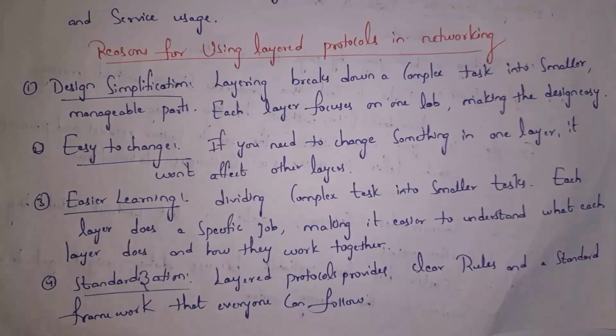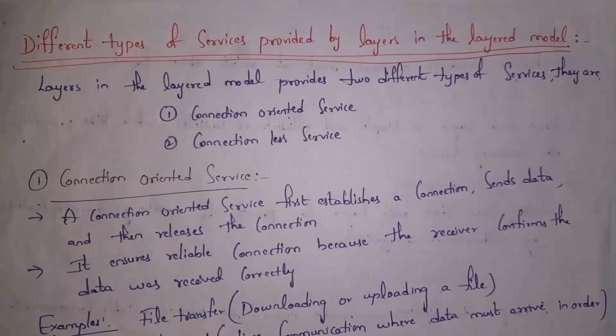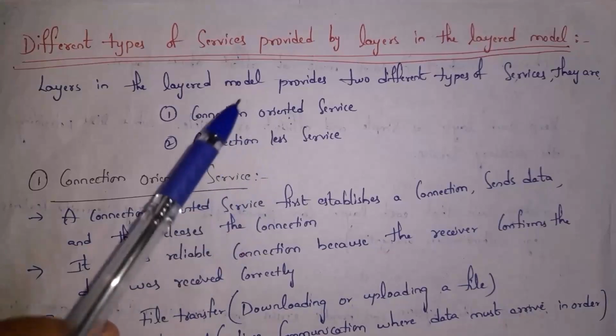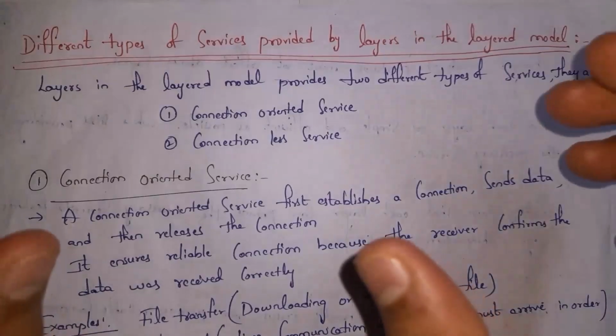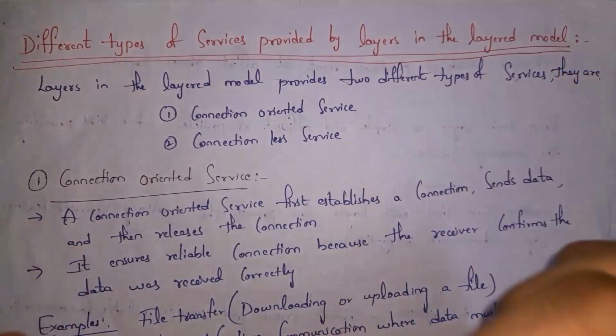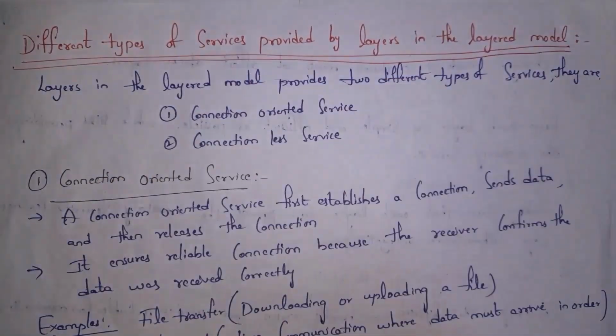Next I will explain the different services provided by layers in the layered model. There are two types of services provided by the layered model. They are connection oriented service and connectionless service. Guys, in connection oriented service, if two computers want to communicate with each other, then at first we need to establish a connection. Only after establishing the connection, they can communicate.